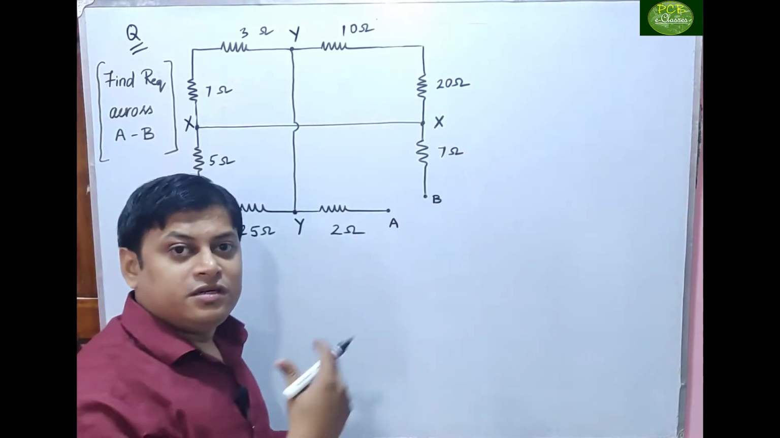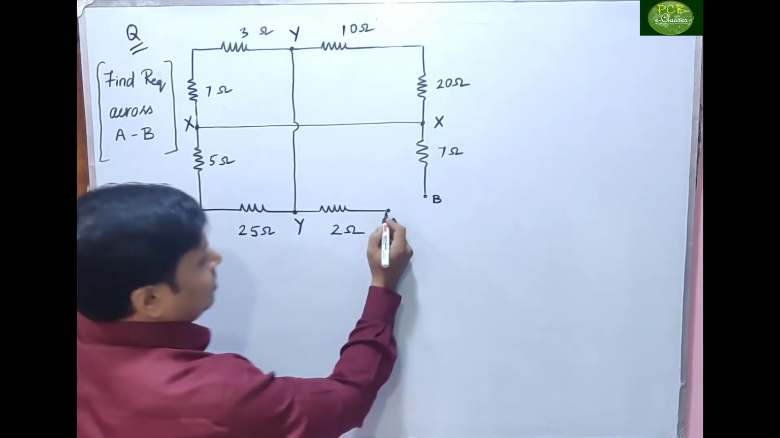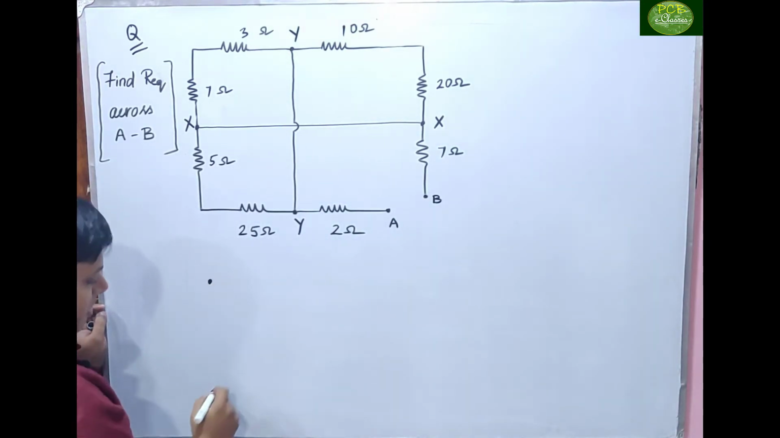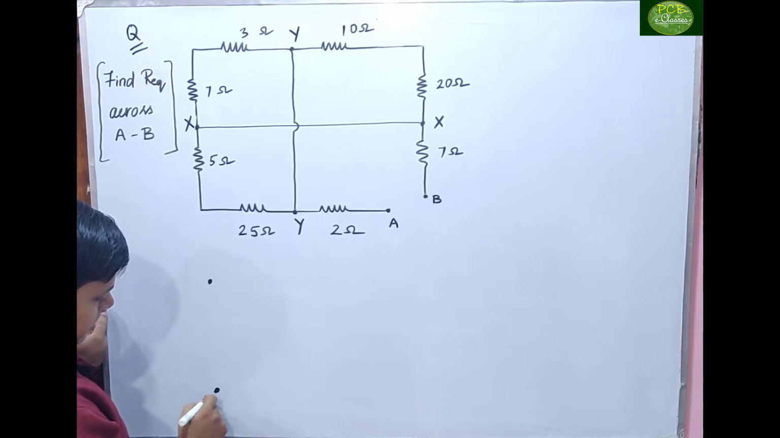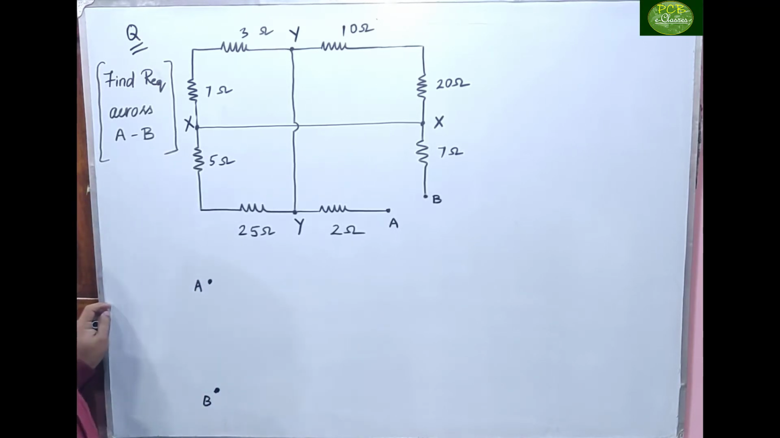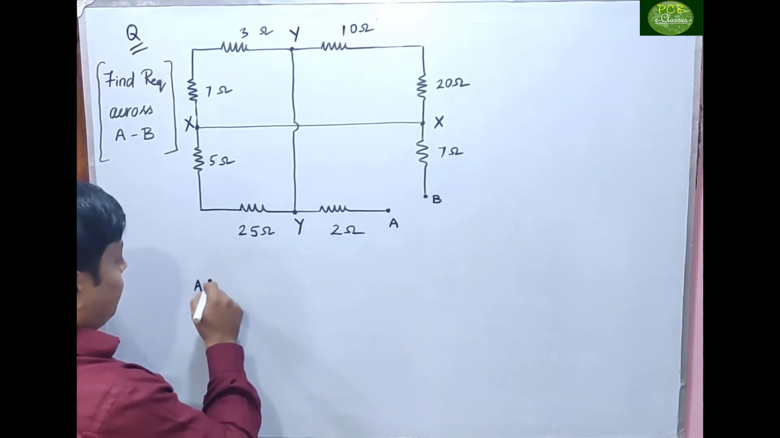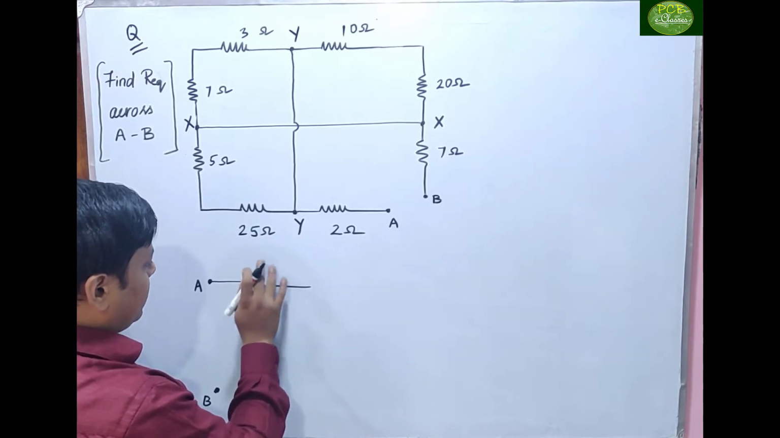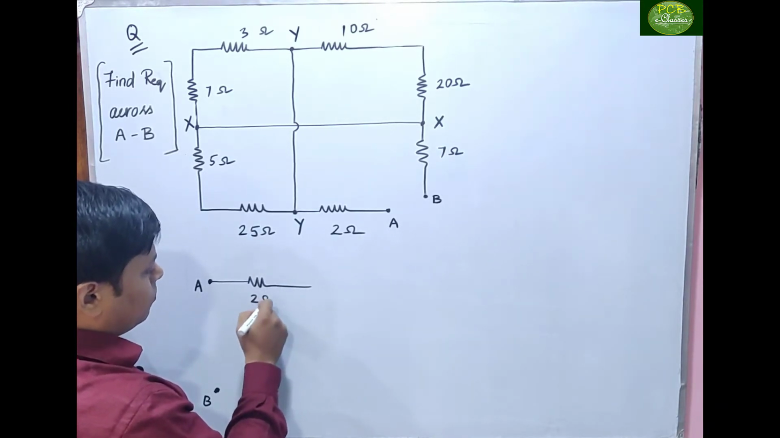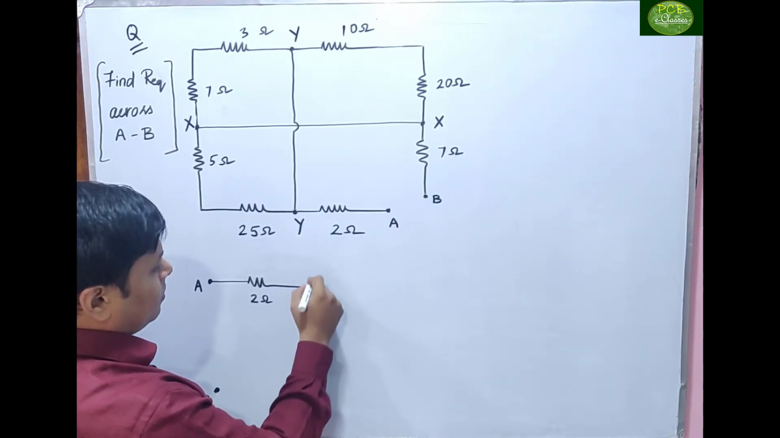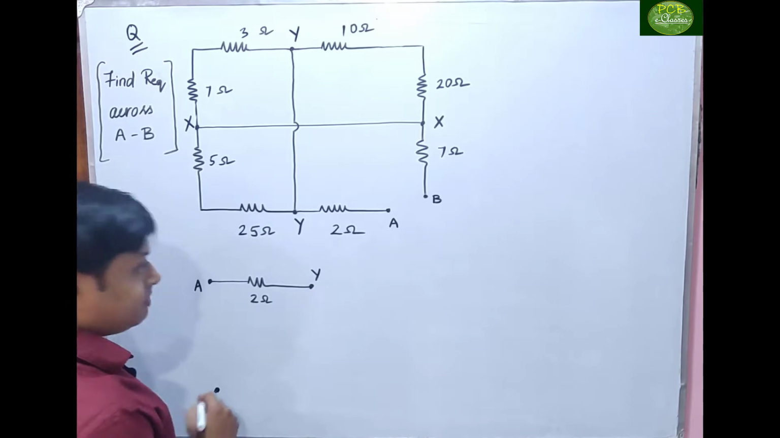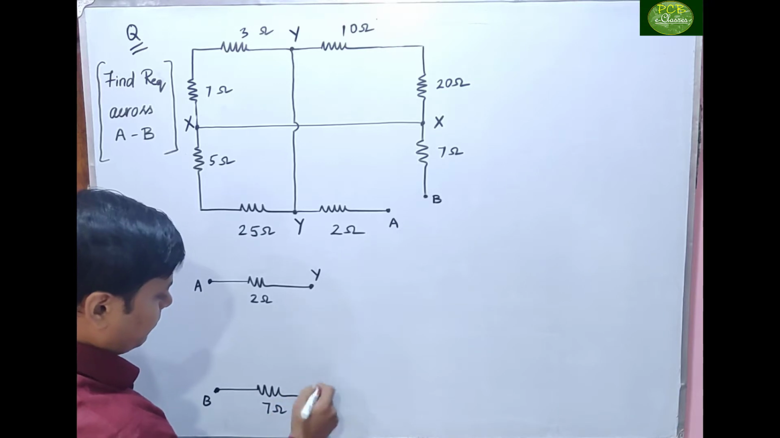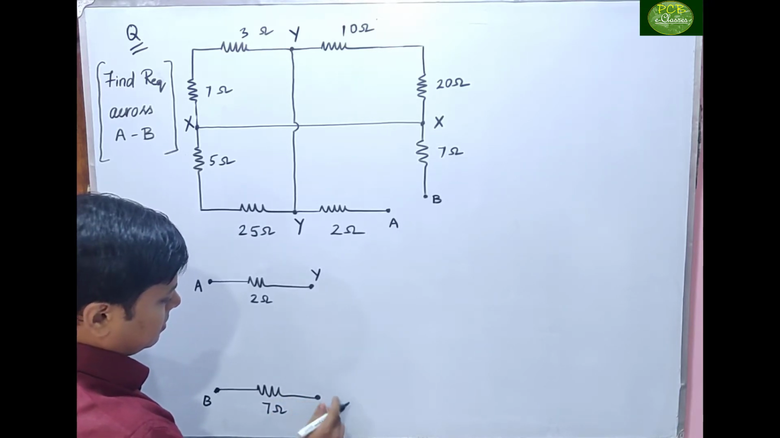Fine. So I'll redraw the circuit diagram. I'll start my circuit from the A terminal. So this is the A terminal and this is the B terminal. Clear? From A, what is the resistance we are having? 2 ohm. We can write this one as 2 ohm and Y. Similarly, from B to X, what is there? 7 ohm. Let us take this one as X.